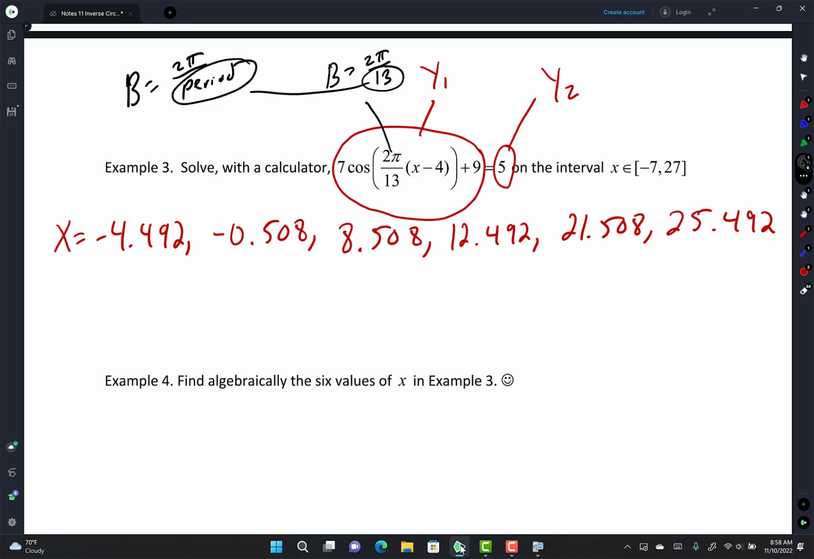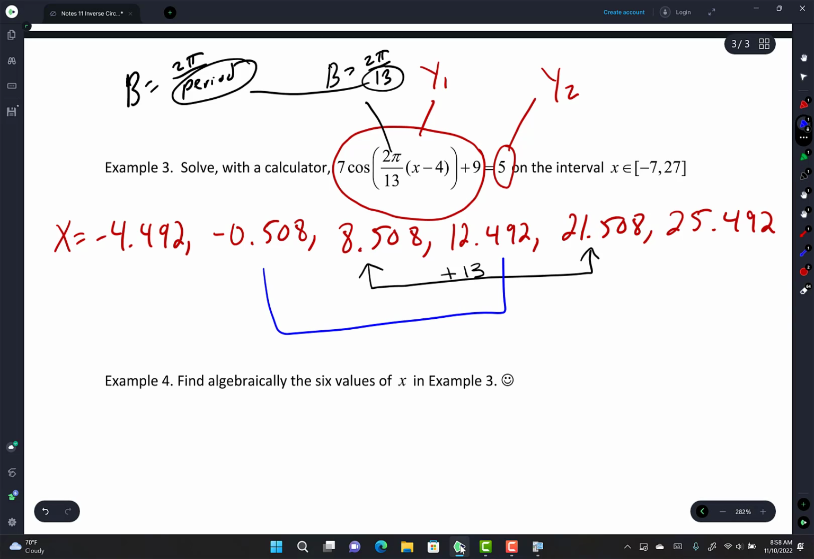So check it out. Is the difference between 8.508 and 21.508 equal to 13? It is. Is the difference between negative 0.508 and 12.492 equal to 13? It is. It repeats every 13 degrees.